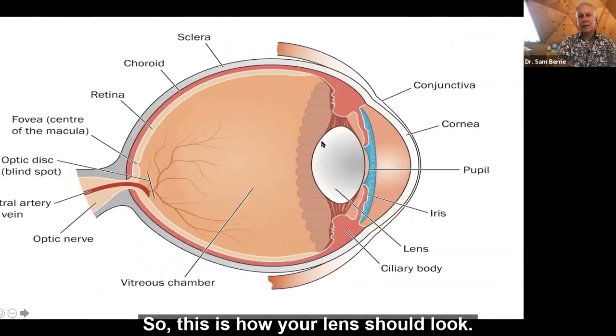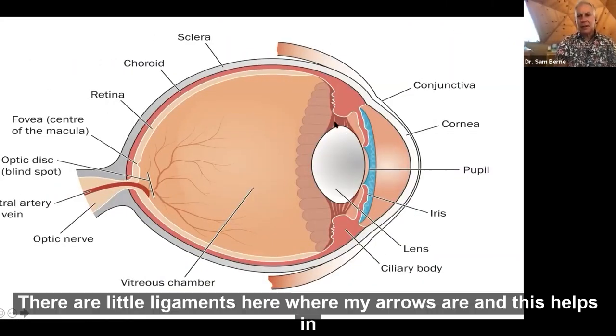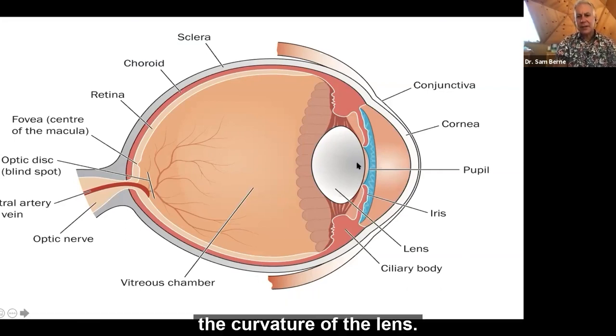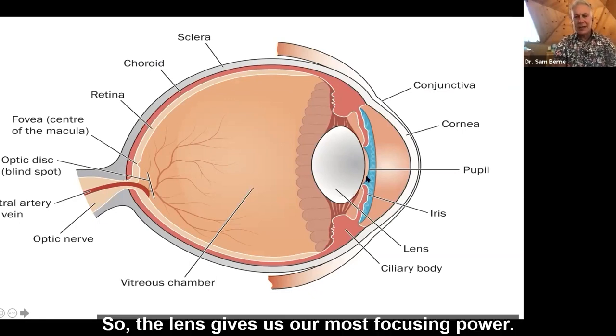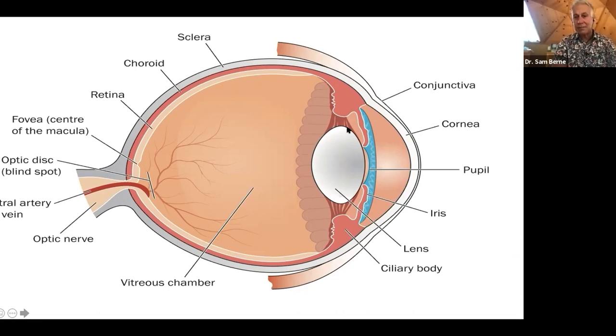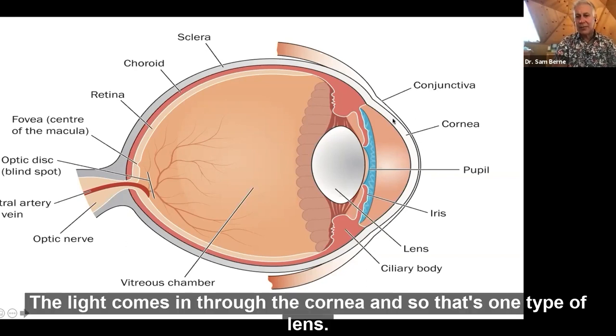So this is how your lens should look. There are little ligaments here where my arrows are, and this helps in the curvature of the lens. So the lens gives us our most focusing power. And the cornea, the light comes in through the cornea, and so that's one type of lens.